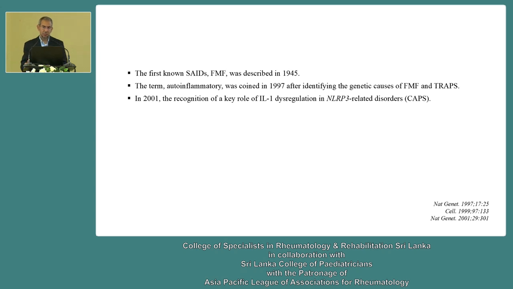There is another landmark, which was in 2001, when the recognition of interleukin-1 dysregulation was found as a key factor in certain autoinflammatory disease, namely NLRP3, or what we call CAPS. From there, they found interleukin-1 is one of the important key factors in autoinflammatory disease, and based on that, the treatment was tailored for this and managed accordingly.